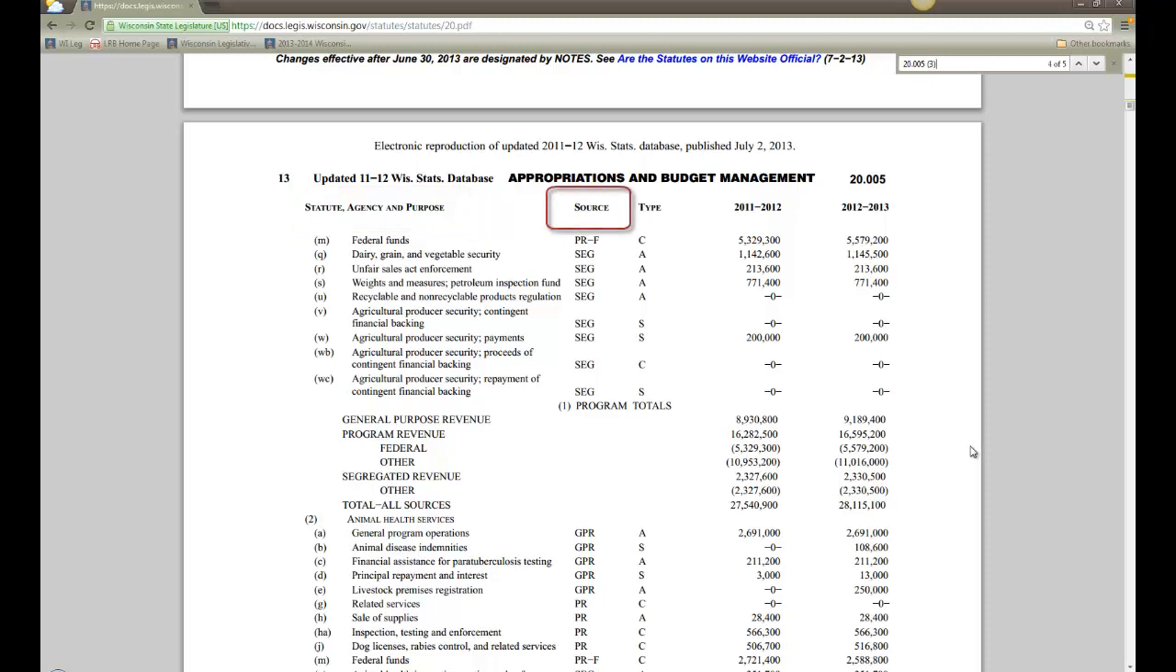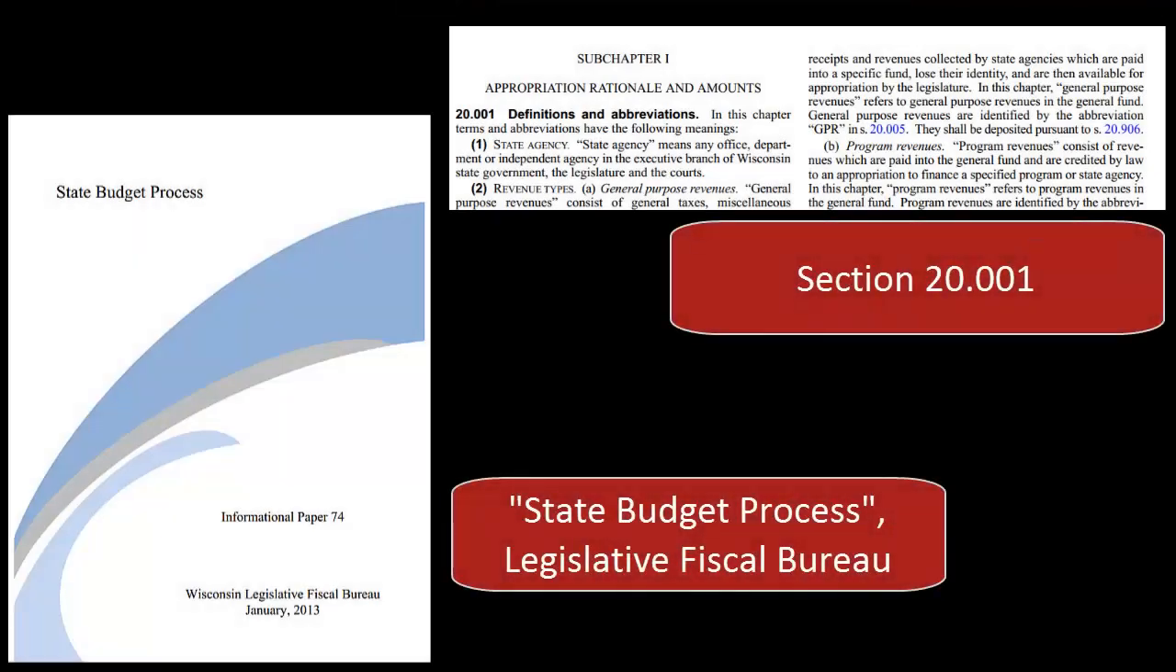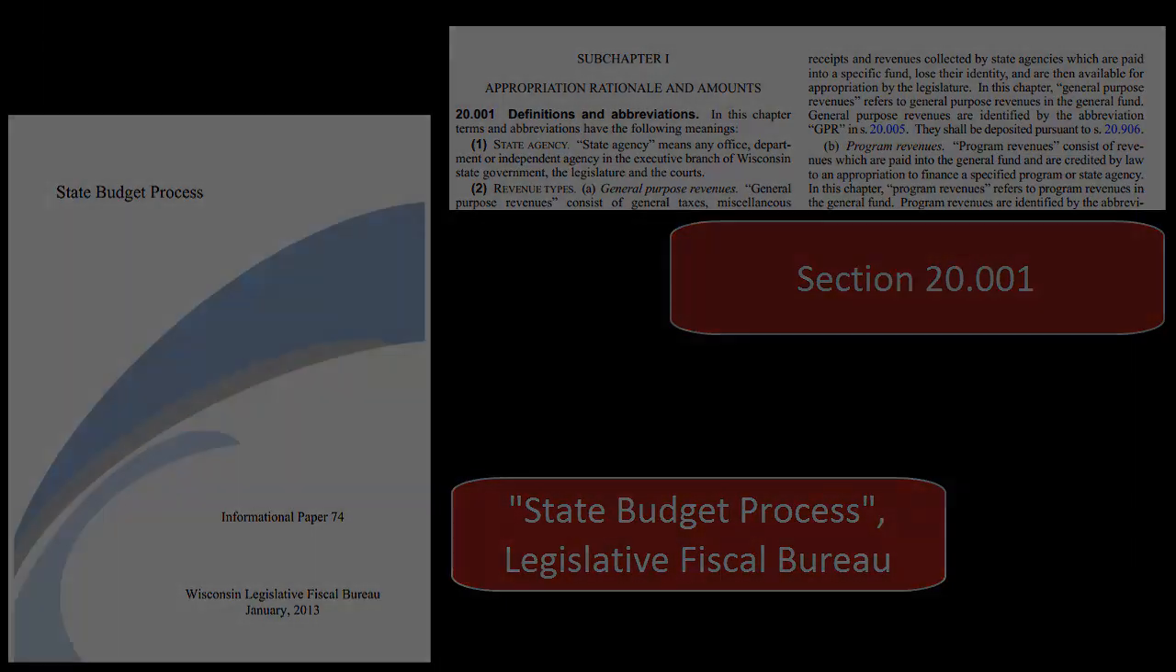The Source column includes acronyms that identify an appropriation's funding source. The Type column consists of several possible abbreviations that describe the time basis of an appropriation's distribution. And the final 2 columns contain the amounts appropriated, 1 column for each fiscal year. For more information on the acronyms and abbreviations in the schedule, you can refer to the Legislative Fiscal Bureau publication titled State Budget Process, or the definitions in Section 20.001 of the statutes.